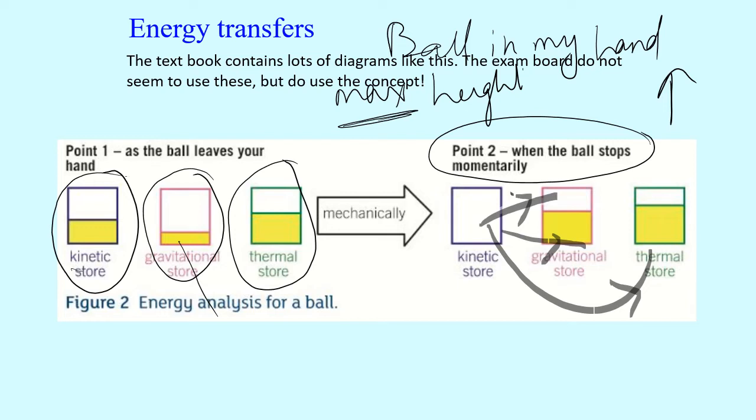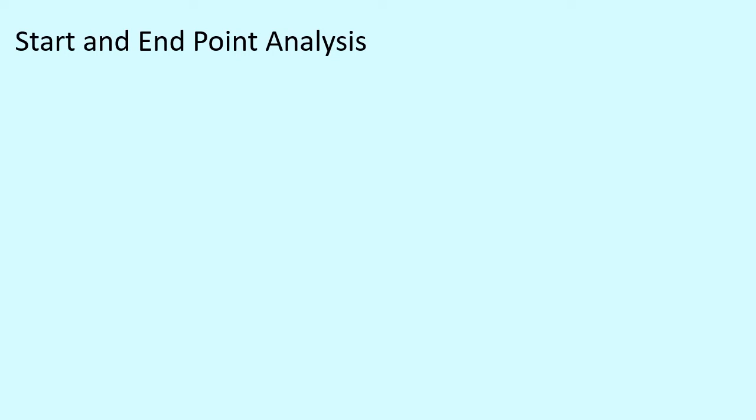Initially, previously, we would have just said kinetic energy of the ball has been transferred to the gravitational potential energy and thermal energy. So here, instead of that, energy from the kinetic store has been transferred to the gravitational store and thermal store. So can you see the difference in how we are approaching the same situation? Okay, now let's see another example.